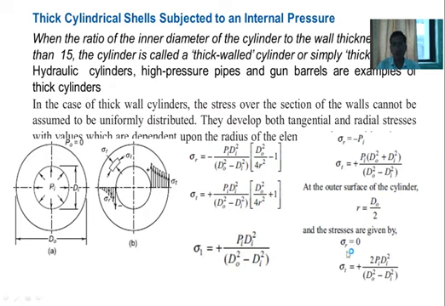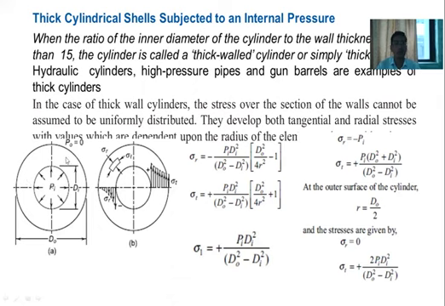For the thick cylinder, sigma r is minus Pi, so we are going to neglect the sigma r. So we get only sigma t equal to 2 times Pi Di square by Do square minus Di square, where in this case we get the circumferential stress, tangential stress or hoop stress for the thick cylinder by using this formula whenever that thick cylinder is subjected to the internal pressure.